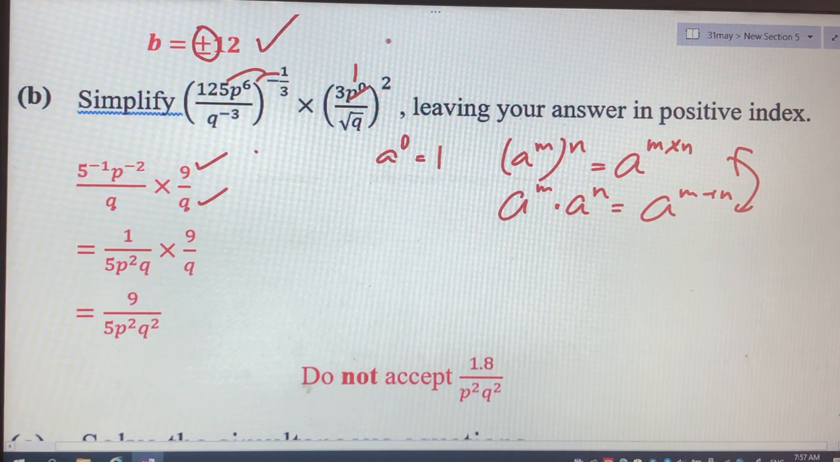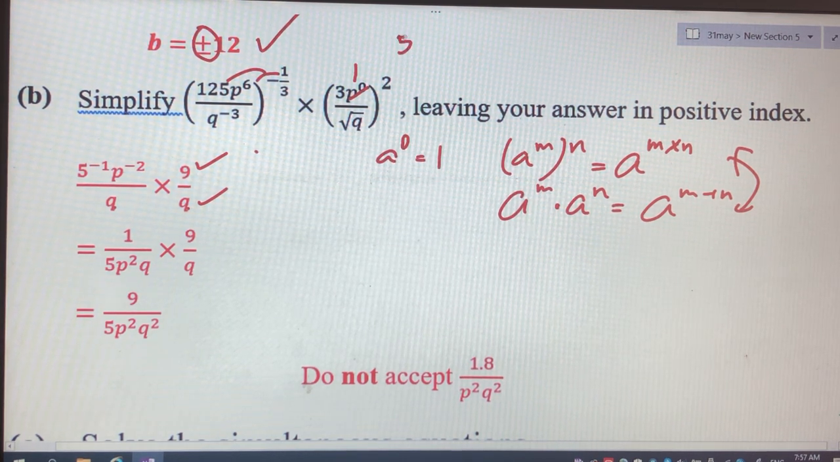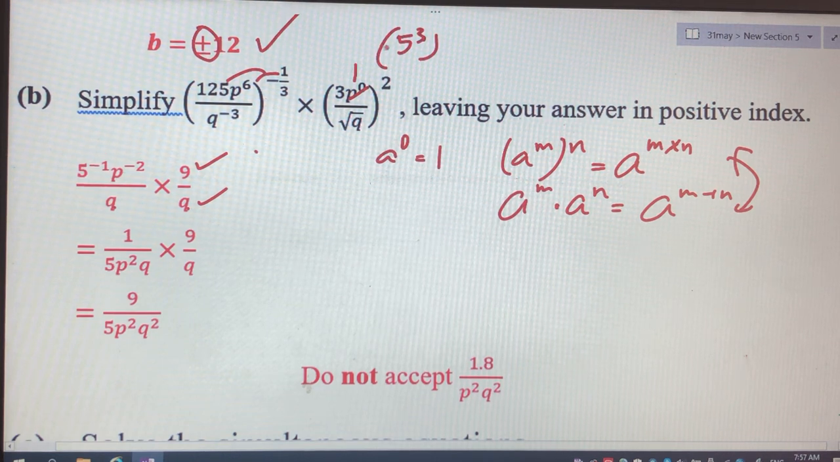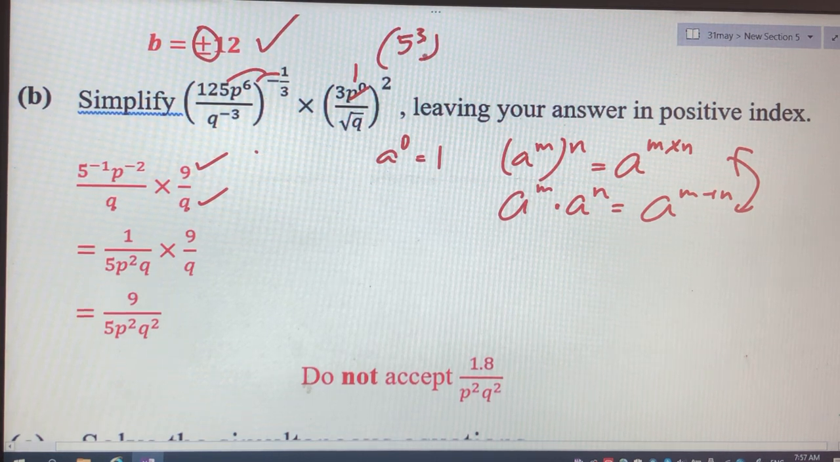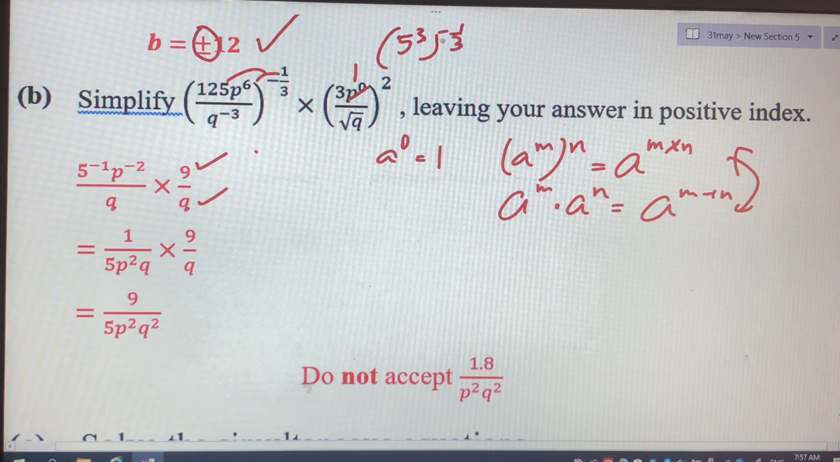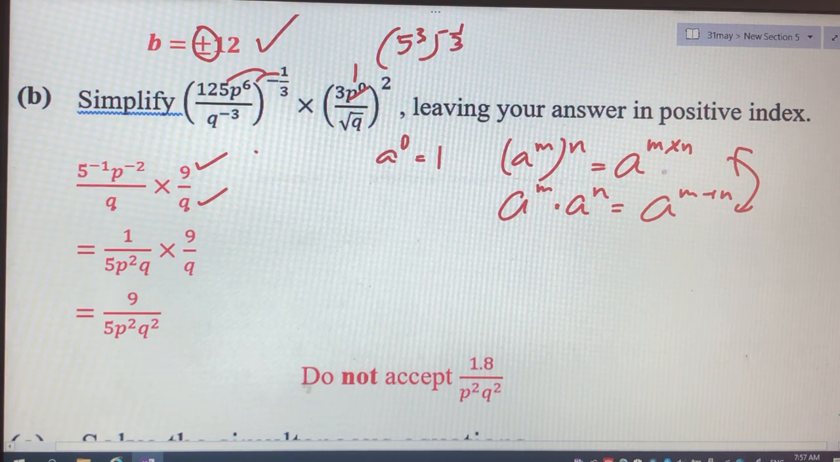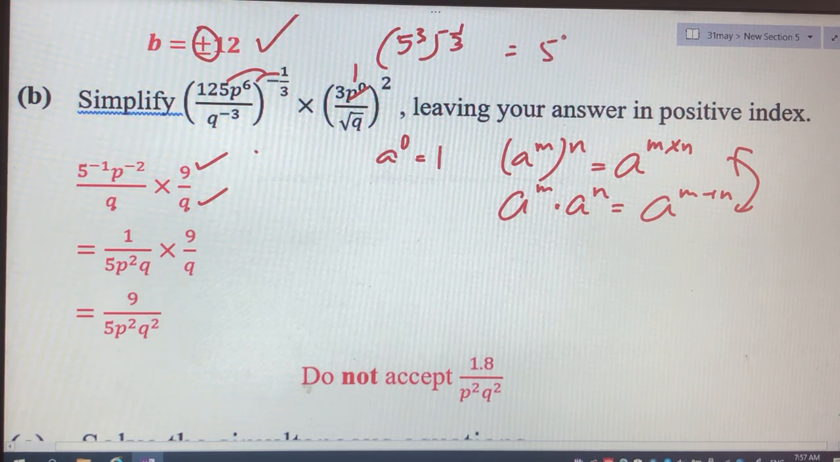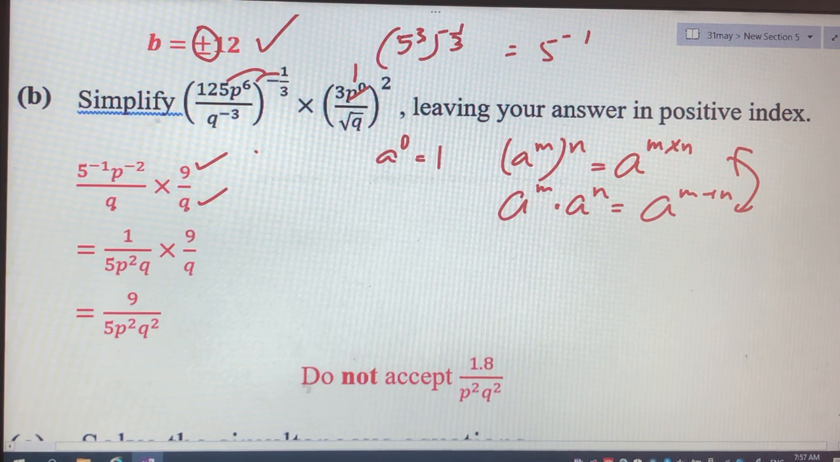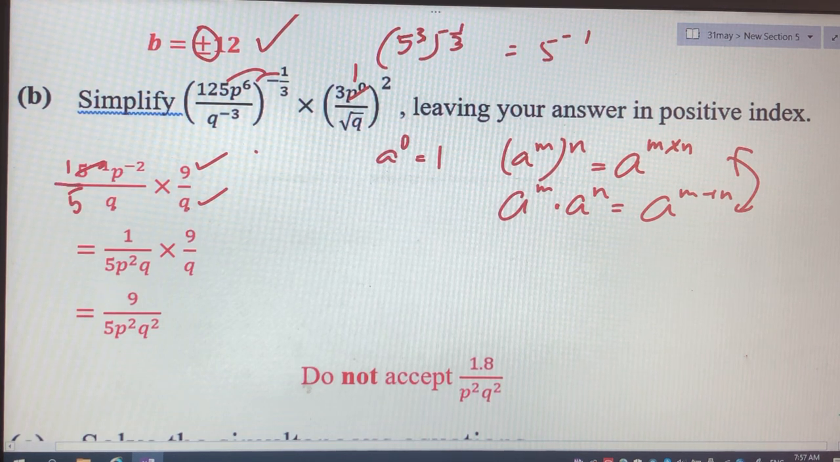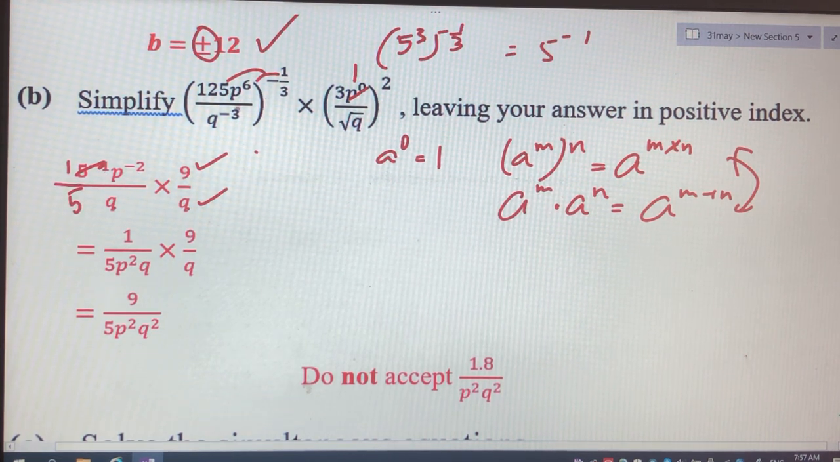Now, if you don't know, right, don't write 5 to the power minus 1. Actually, what we have done is this. And this is this law here. So that's why it's 5 to the power minus 1. But if you don't know, right, never mind. You press calculator, you will get 1 over 5, and that is the same as 5 to the power of minus 1 at the numerator, okay?